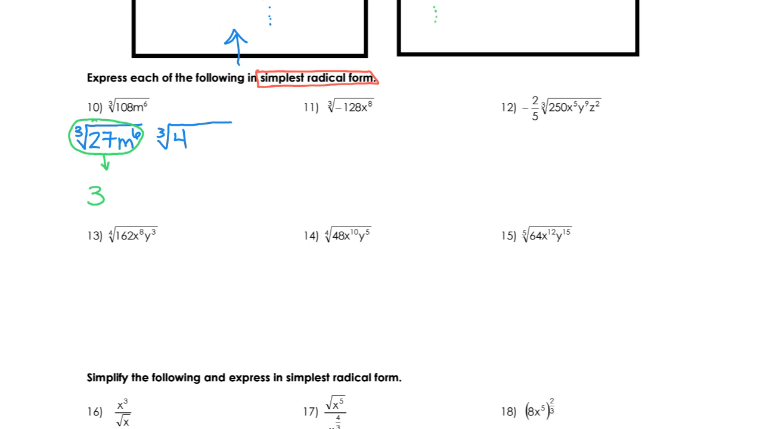And m to the 6, right? The exponents have to be divisible by the number in the crack. And so 6 divided by 3 is 2. And so we get m squared. And we take this cube root with the 4 in it, and we just bring it down. And there's our answer.